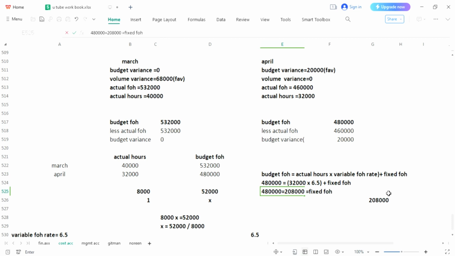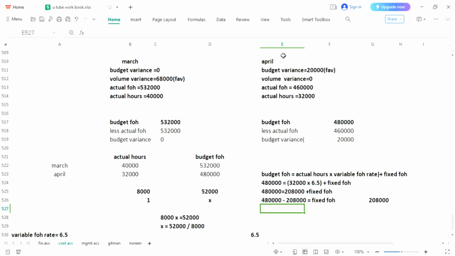Okay. Next, what you can do, fixed FH was added over here. Let's correct it. You will add fixed FH. Now, what would be the next step? 2,08,000 is being added over here, so you need to take it to the left side. It would be subtracted. So 4,80,000, then subtract 208,000. What would be left on the right side? That would be your fixed FH.